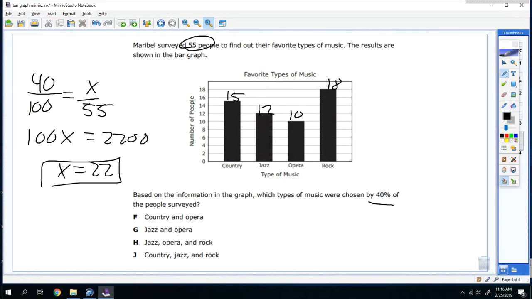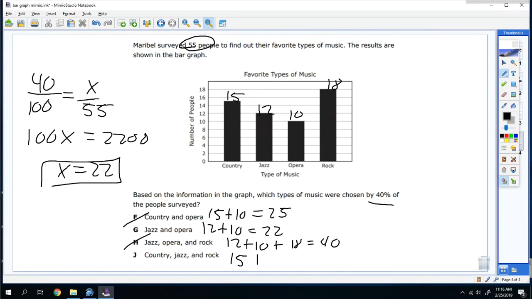So country and opera is 15 plus 10, which is 25. So that's wrong. Jazz and opera would be 12 plus 10, which is 22. So that's correct. Jazz is 12, opera is 10, and then rock is 18. So that'd be 40. And then country is 15, plus jazz is 12, plus rock is 18. So it'd be 27 plus 18, which I already know is off. So that'd be wrong. So the answer would be G.